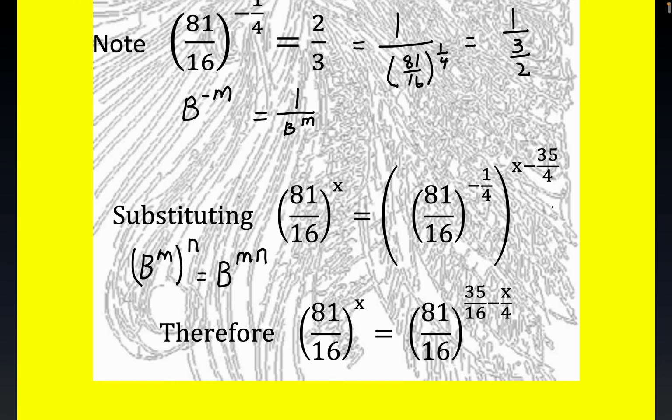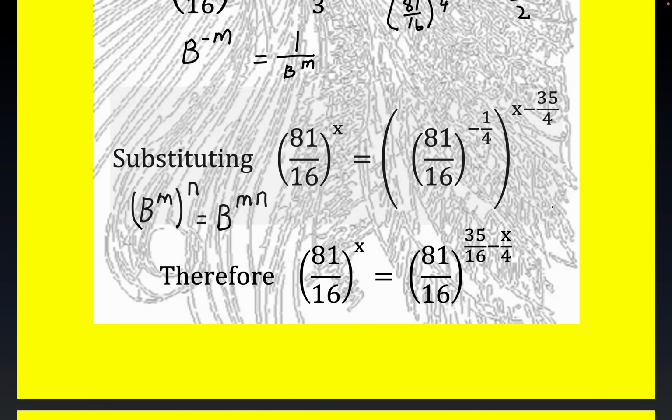Now, the cool thing about this is that once you have this going on, the exponential function is 1-to-1, so you can actually equate the two exponents. Now you couldn't do that if the function wasn't 1-to-1, but it is. So we can equate the exponents since we have the same base. So we set x equal to 35 over 16 minus x over 4.